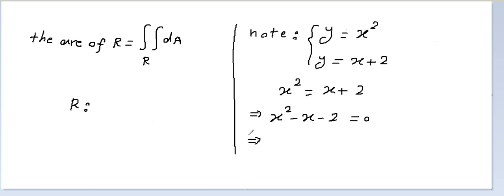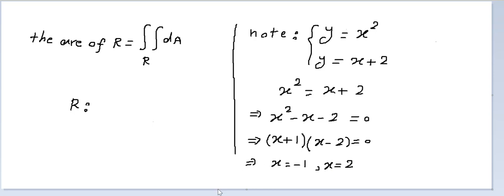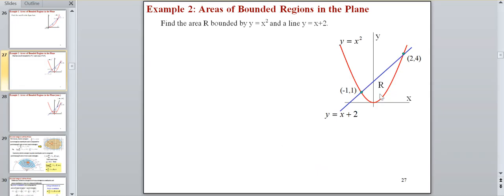If you solve this equation, you get this answer. Actually, this is easy, right? Like we have x plus 1 times x minus 2, correct or not? So the product of these two is minus 2 and the sum is minus 1. So from here you get x equals minus 1 and x equals 2. So you can see here, let me show you.